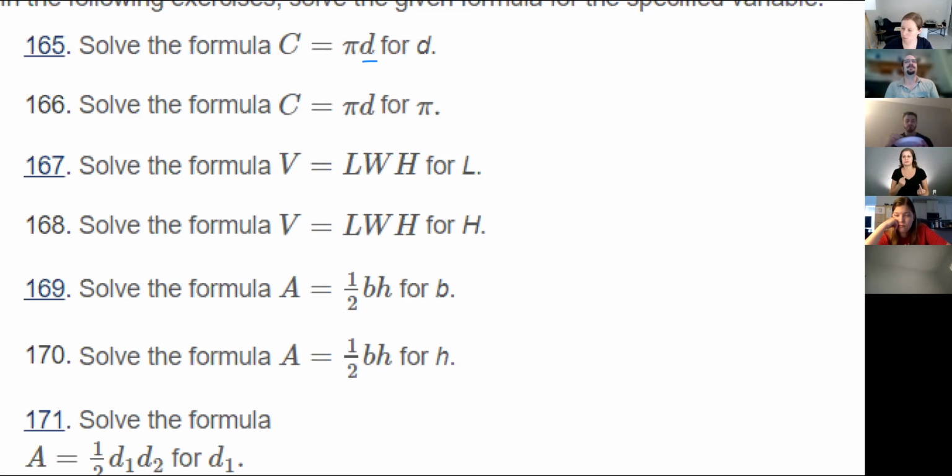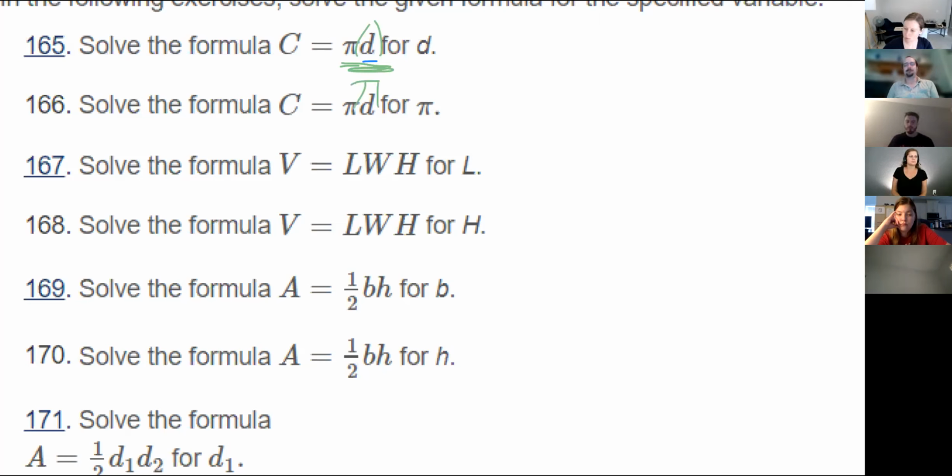Okay. So if we want to solve for D, what's attached to the D? What's the other thing there? Pi. All right, so we have pi there. How's the pi attached? What's the operation between those two things? Multiplication. All right, so if it's multiplying, how do we get rid of something that's multiplying? Divide by pi. All right, so we divide by pi.